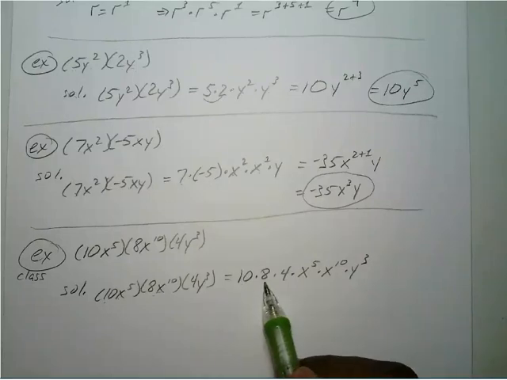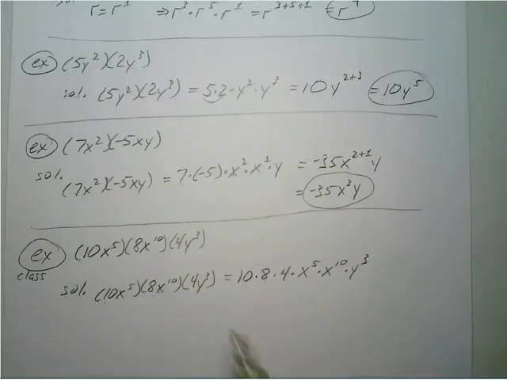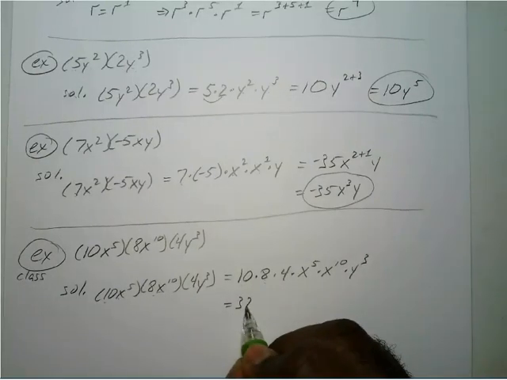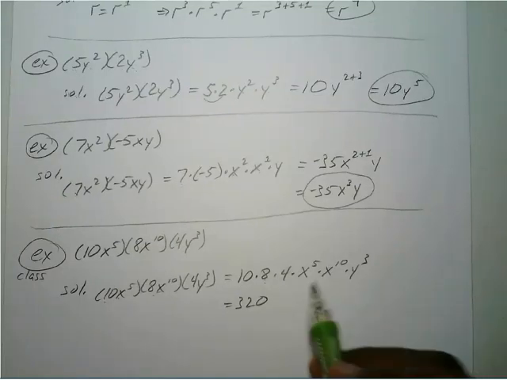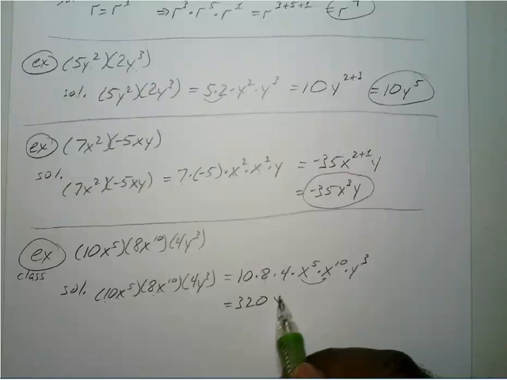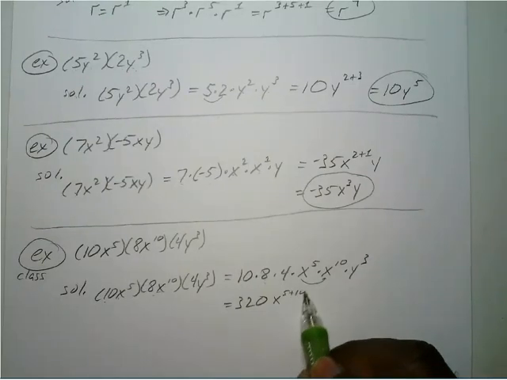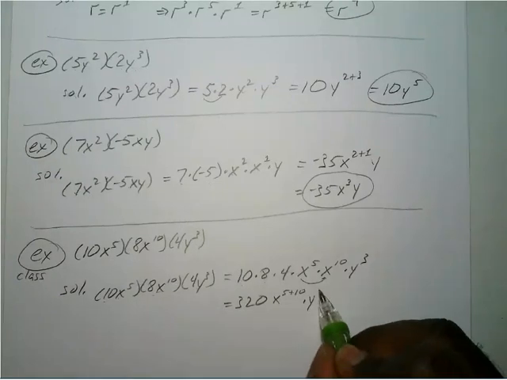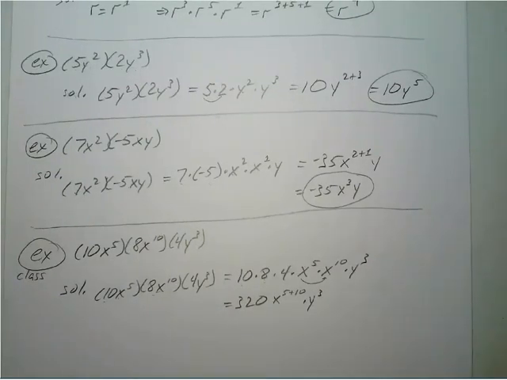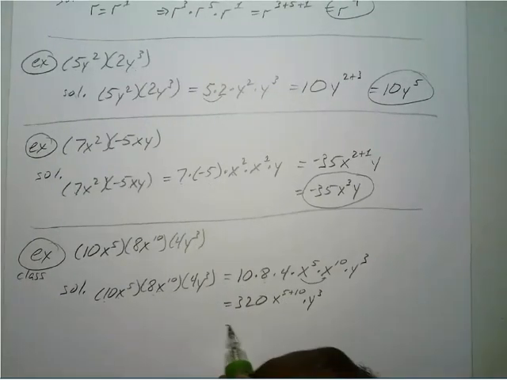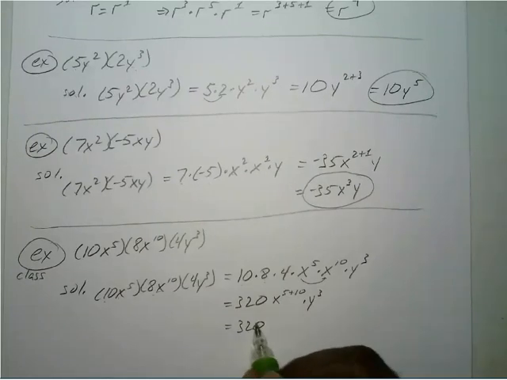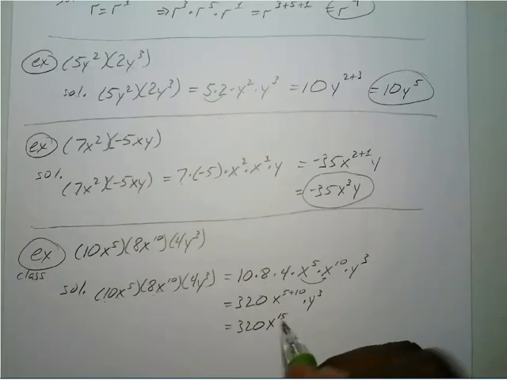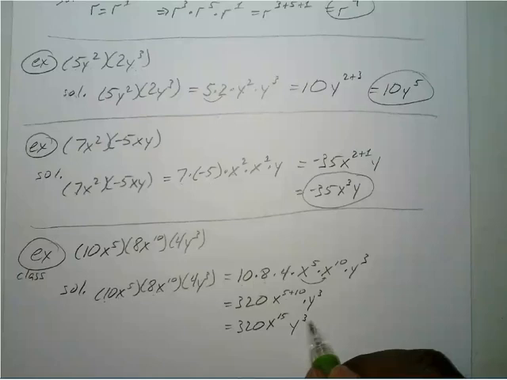Okay, so 10 times 8 is 80. 80 times 4 is 320. So we have 320. So you have x to the 5th times x to the 10th is x to the 5 plus 10. And y to the 3rd is just y to the 3rd. So if we simplify that, it's going to be 320x to the 15th power, y to the 3rd.